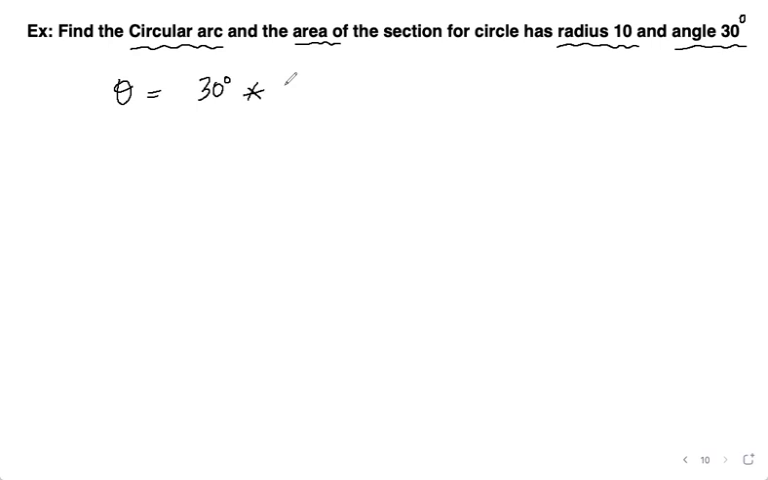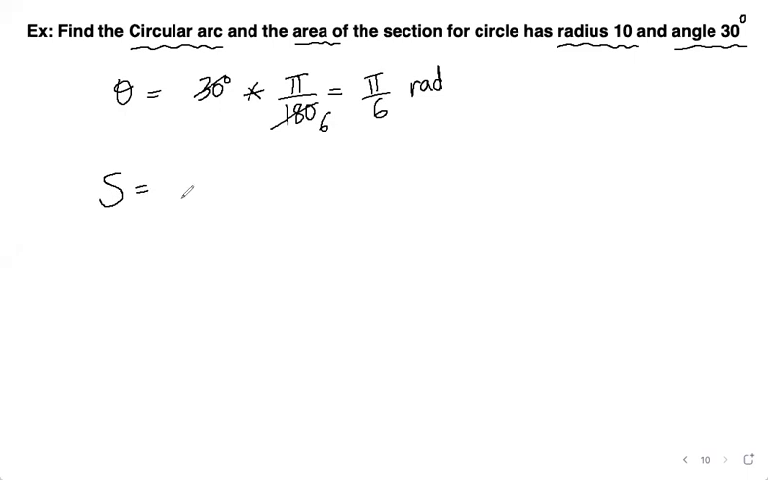What should I multiply? Is it pi over 180? Yes, correct. Pi over 180. So 30 divided by 180, I can cancel this with this. I will get what? Pi over what? 6. Pi over 6. So the angle is pi over 6. My angle is pi over 6 radian. Now I can solve the question easily.